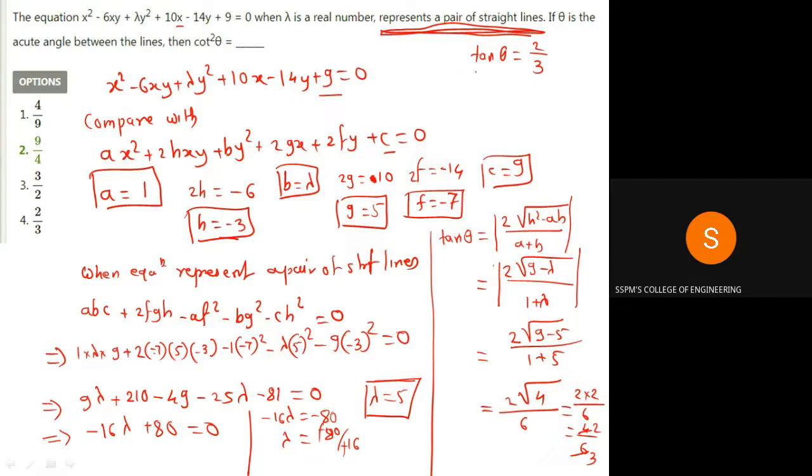But that is not the value we want. We want the value of cot square theta. So tan theta is equal to 2 by 3. Therefore, cot theta is equal to 3 by 2, since tan and cot are reciprocals of each other. Now what is cot square theta? It's 3 square by 2 square. That is 9 by 4. So this is the correct option.